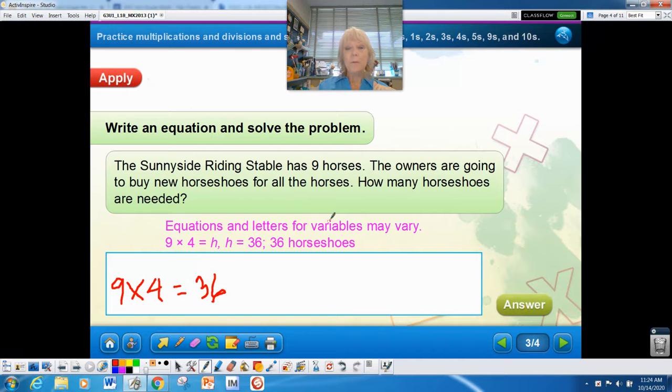All right, and remember variables. I had just left it blank, but when you see a variable within your equation, it means you need to take that h, like here, and you are going to decide what the h stands for, and in this case it was 36. And your answer, remember to label your answers, 36 horseshoes.